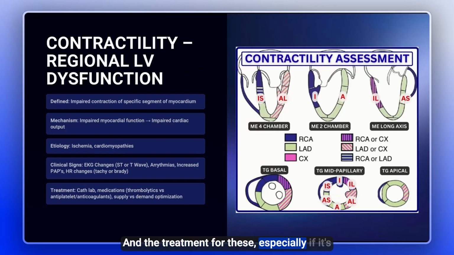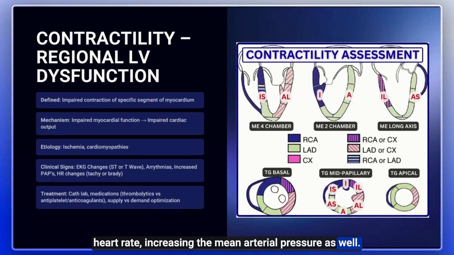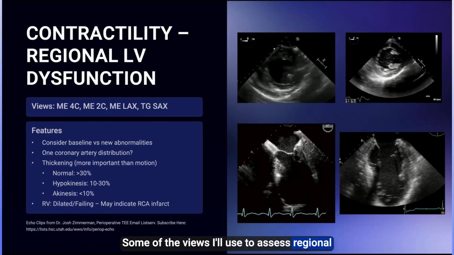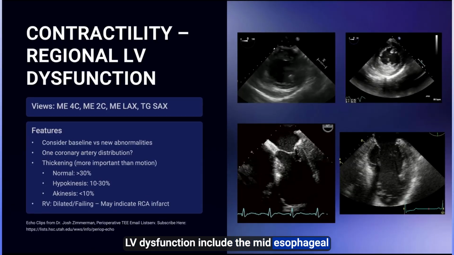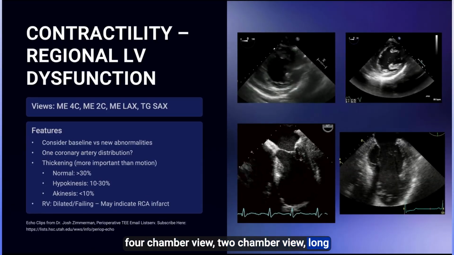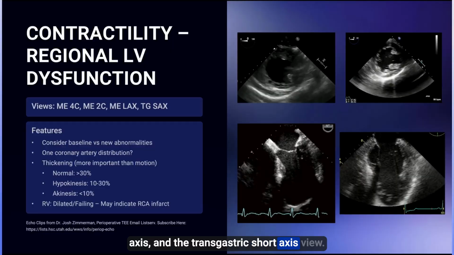And the treatment for these, especially if it's ischemic disease, is going to the cath lab for potential revascularization, medications such as thrombolytics, antiplatelet or anticoagulant agents, and then optimizing supply versus demand when it comes to decreasing the heart rate, increasing the mean arterial pressure as well. Some of the views I'll use to assess regional LV dysfunction include the mid-esophageal four-chamber view, two-chamber view, long axis, and the transgastric short axis view.